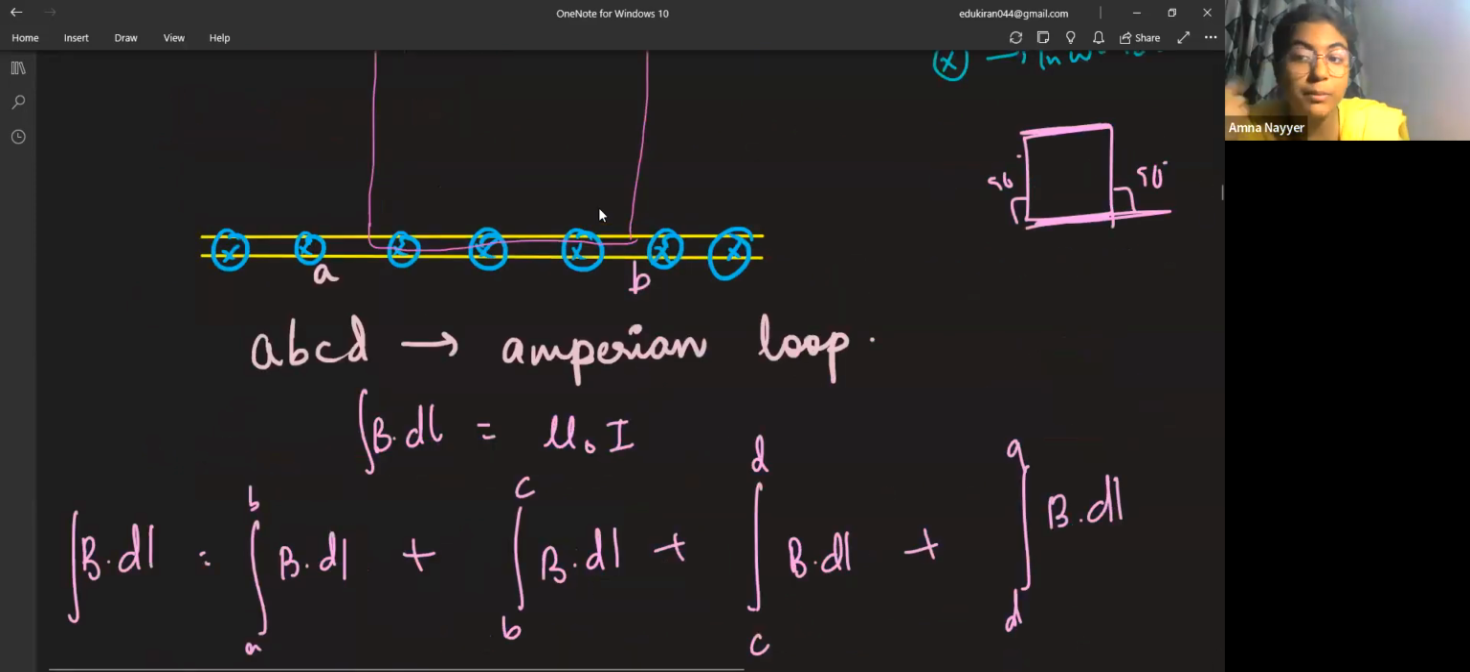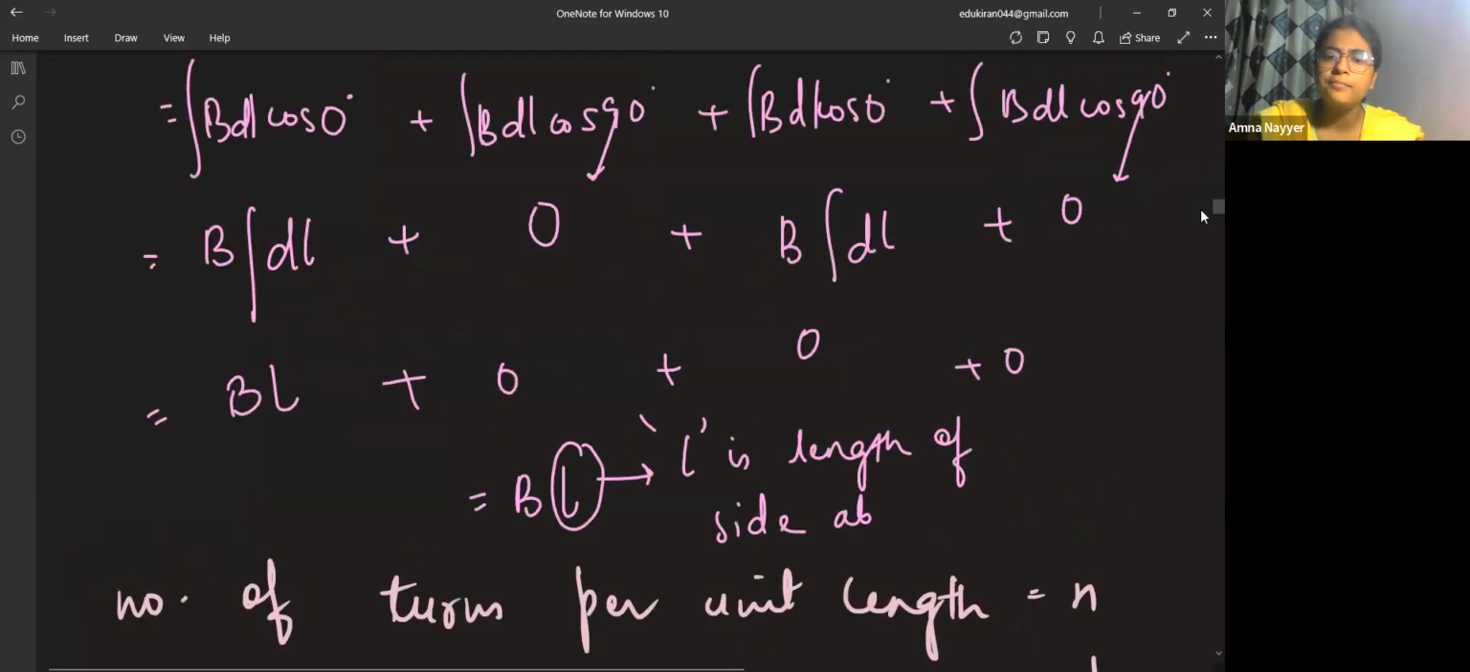I have always told you in the previous part also, when we are taking a circle, always consider the Amperian loop only. I'll not take the length of the solenoid; I'll take the length of the Amperian loop. In the previous part for the circle, I didn't take 2 pi A. A was the radius of the circle, 2 pi R, R was the radius of the Amperian loop. So let us assume L is the length of this AB. So BL we have on one side.